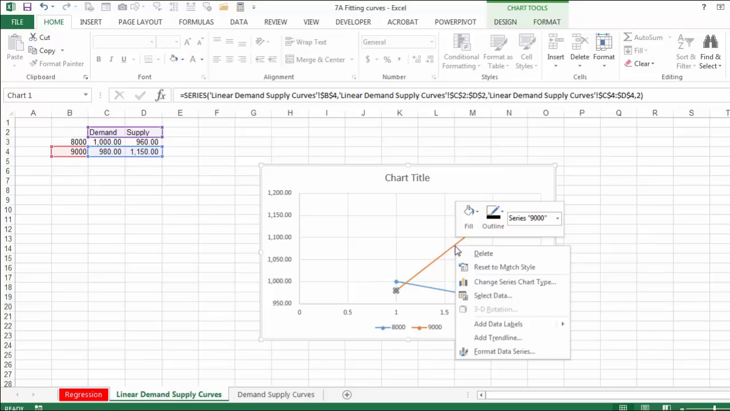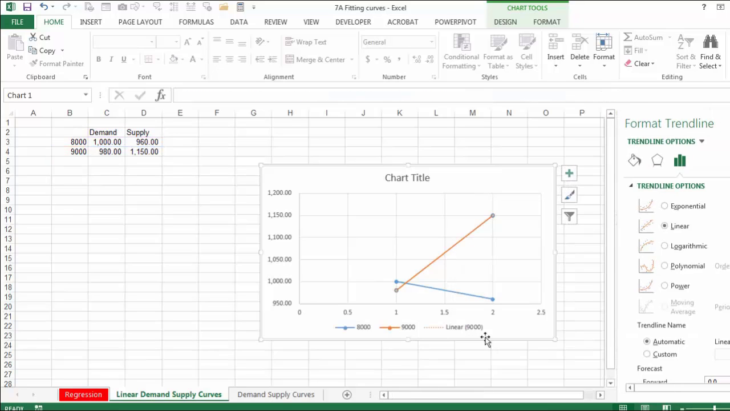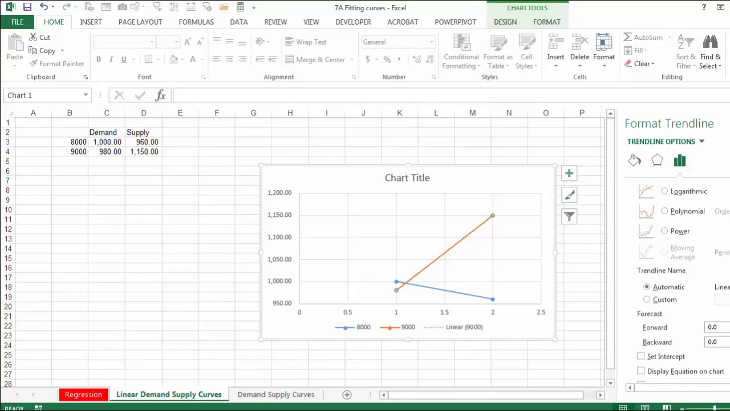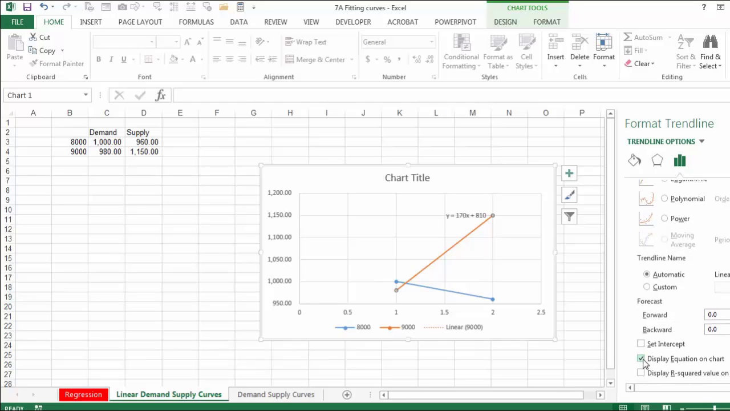So we can right click and add a trend line. And again, ask for the last two things. Since there are 2 points, R squared is going to be 1. It's a perfect line. It basically says that y, the supply, is equal to 810 plus 170x, meaning as you increase the price, your supply is going to go up by 170 units.